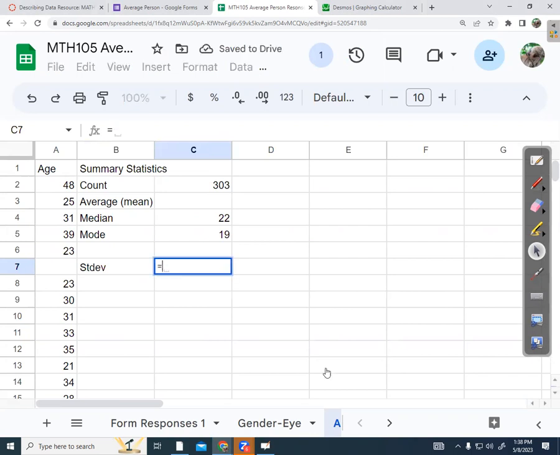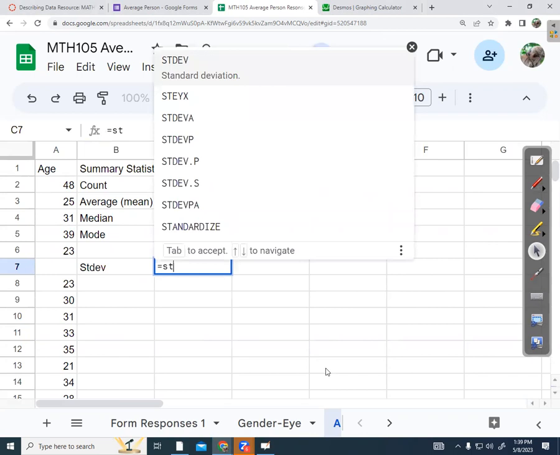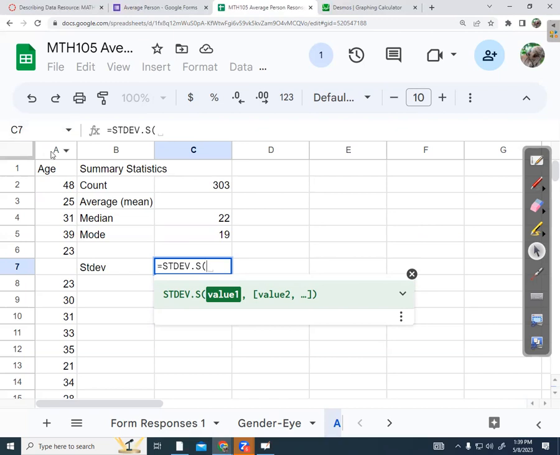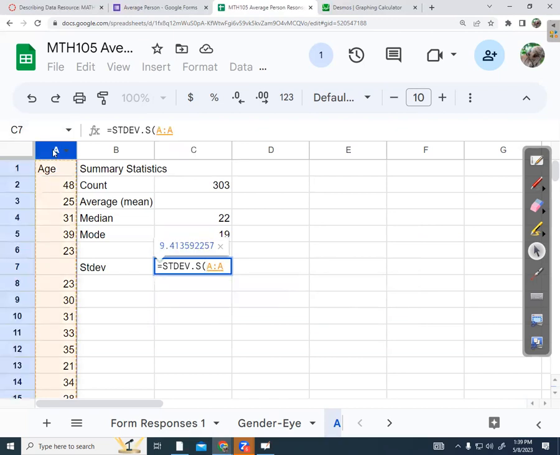So equals, start typing ST for standard. There's a ton of different standard type formulas. We want the one that has the .s. This is very important. The other ones will probably give you different answers that are not relevant. We want the .s. What does S stand for? S stands for sample. This is the standard deviation of a sample. Got to have that .s. And then you just go to your data. Mine's in column A, so I'm just going to say, hey, column A right there.